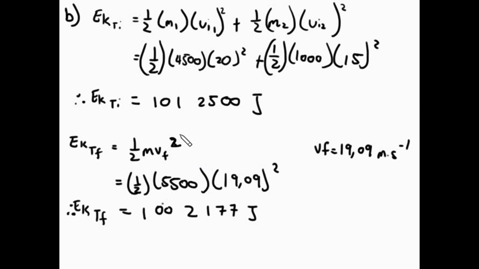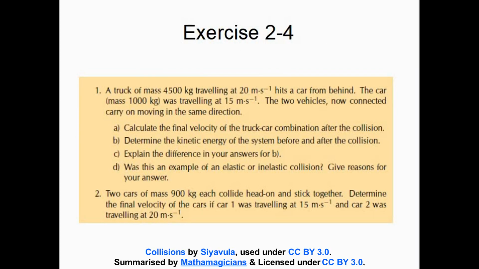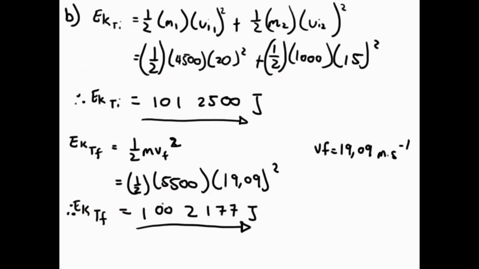Here we have our initial, here we have our final. Now let's have a look at the next question. C says explain the difference in your answers for B. Well, we can clearly see that some of the kinetic energy was in fact transformed into other energies, and possibly could have been heat energy.